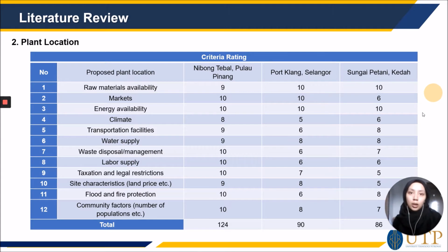From here, in order to select the best plant location, we have done the weightage analysis where 12 criteria have been looked at, where the raw materials availability and market is our main key point in this criteria rating. Thus, from the weightage analysis, Nibong Tebal had the highest weightage, which is 124 compared to Port Klang 90 and Sungai Petani Kedah around 86.